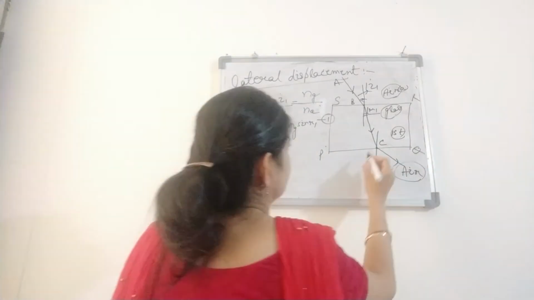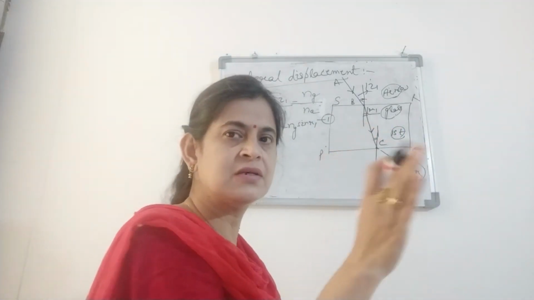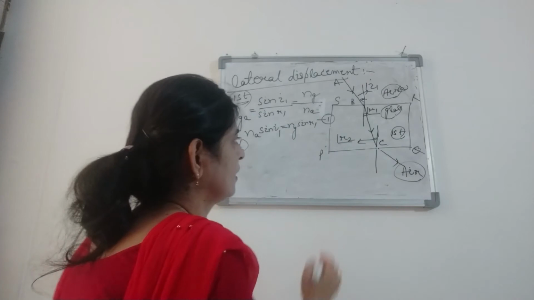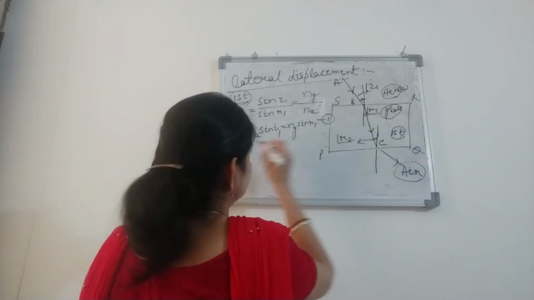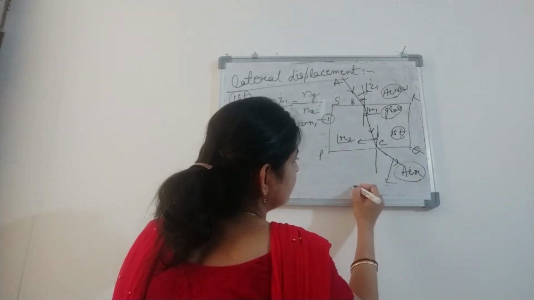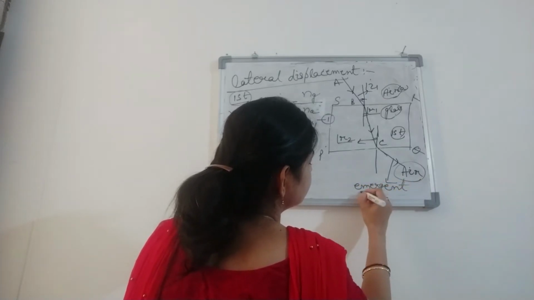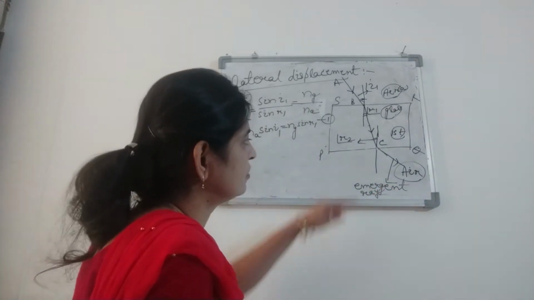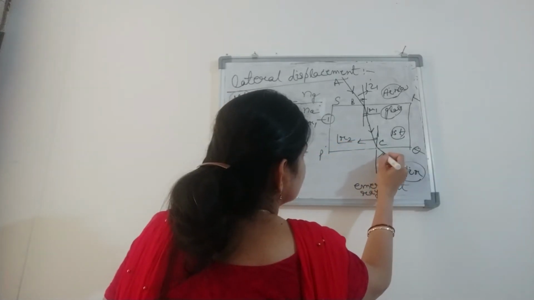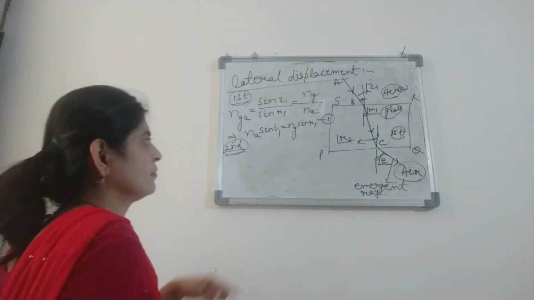Clear? Now, this angle is your angle of incidence. Suppose we denote it by the symbol R2. This is your incident ray in the second situation. And this ray is called your emergent ray. And the angle made by the normal and the emergent ray is called the angle of emergence, which is denoted by the symbol angle E. Clear?